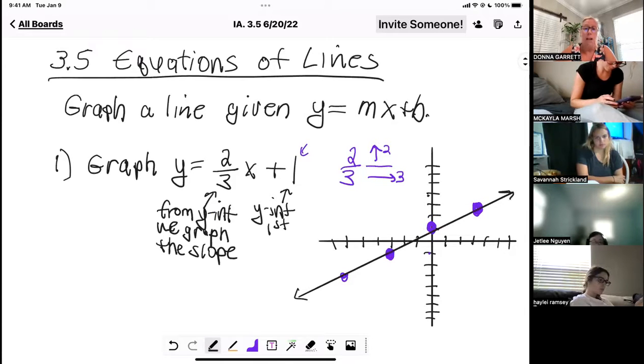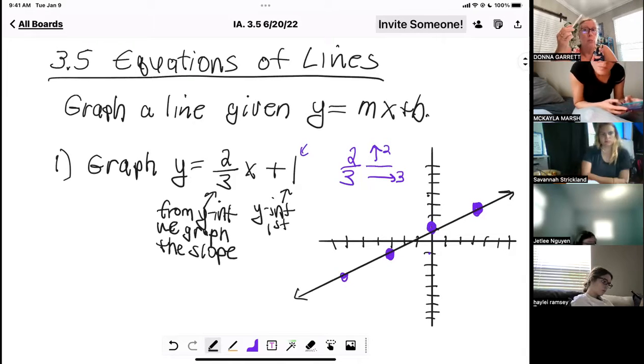Not bad. Just remember that if it's a positive slope, you go right, and if it's a negative slope, you go left. Rise, you always go up, whatever the numerator is. If it's a positive slope, you turn to the right. If it's a negative slope, you turn to the left. And that's how you graph with y equals mx plus b.